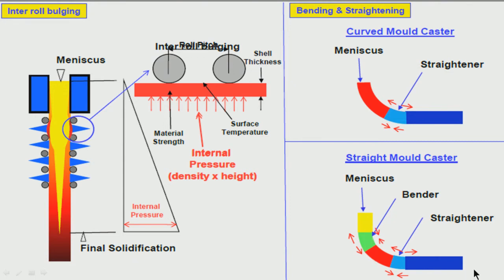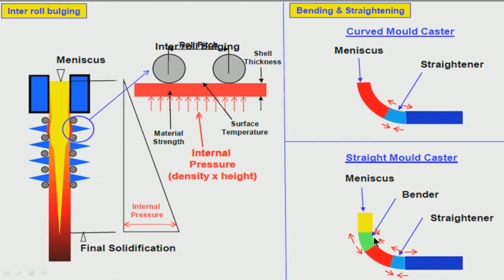Finally this has to be made horizontal, then only it is possible to cut the solid strand, to get the different cast products of different length. So first it has to be bent, and then after some time it has to be straightened or unbent. That means the strand of a straight mold caster, vertical mold caster, initially it has to be bent and then it has to be straightened. That means there has to be a straightener. So during bending, what is happening?